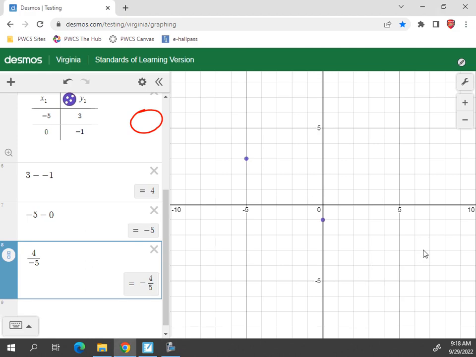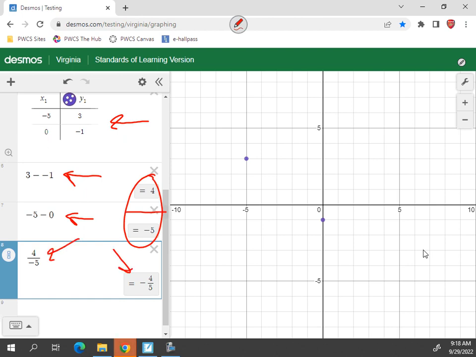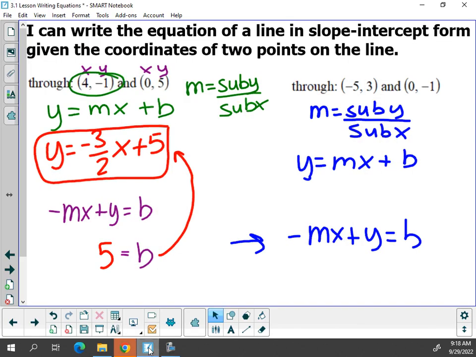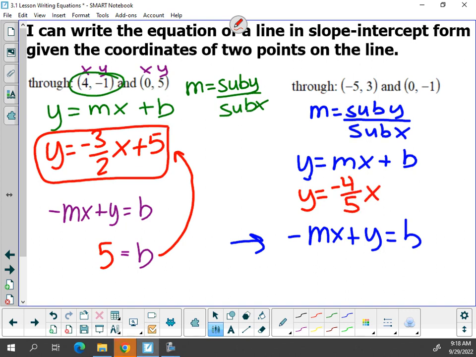So I put my points into a table. I subtracted my y's, I subtracted my x's, and then I used those two numbers to make a fraction, which in simplest form is negative 4 over 5. So my slope is negative 4 over 5. So I can start building out my equation. Now I need to solve for b.